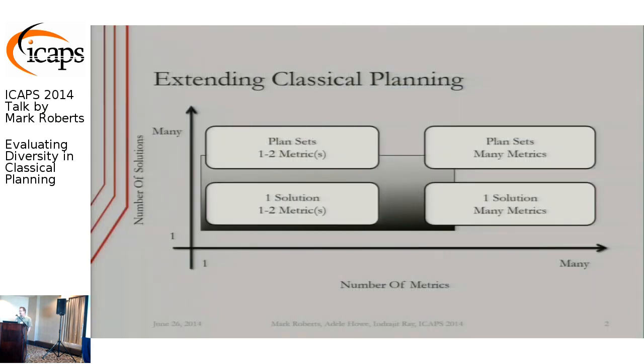So one of the things that I looked at in this study was how to extend classical planning in two directions. On the x-axis, I was interested in how we can extend it to multiple metrics, and on the y-axis is the number of solutions. So this is similar to the diversity work that was just presented by Dan here.